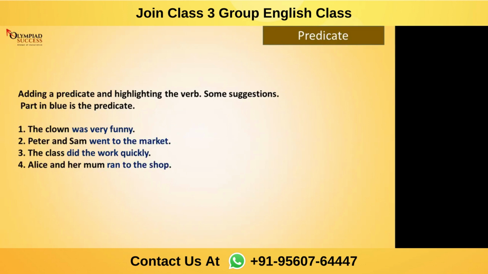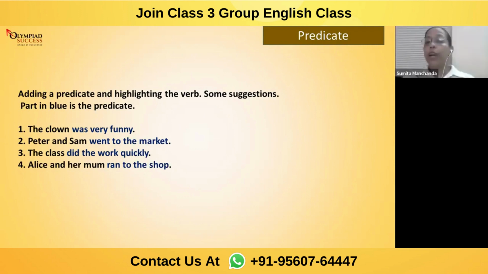Now look here. When we talk about predicate, see over there, the clown was very funny. Over here, the clown is the subject. This sentence is about the clown, which is the subject. Was very funny is telling us something about the subject. It is trying to describe the clown, so was very funny is the predicate. Peter and Sam went to the market. Again, Peter and Sam is the subject. Went to the market is the predicate, because again it is telling us something about the subject.